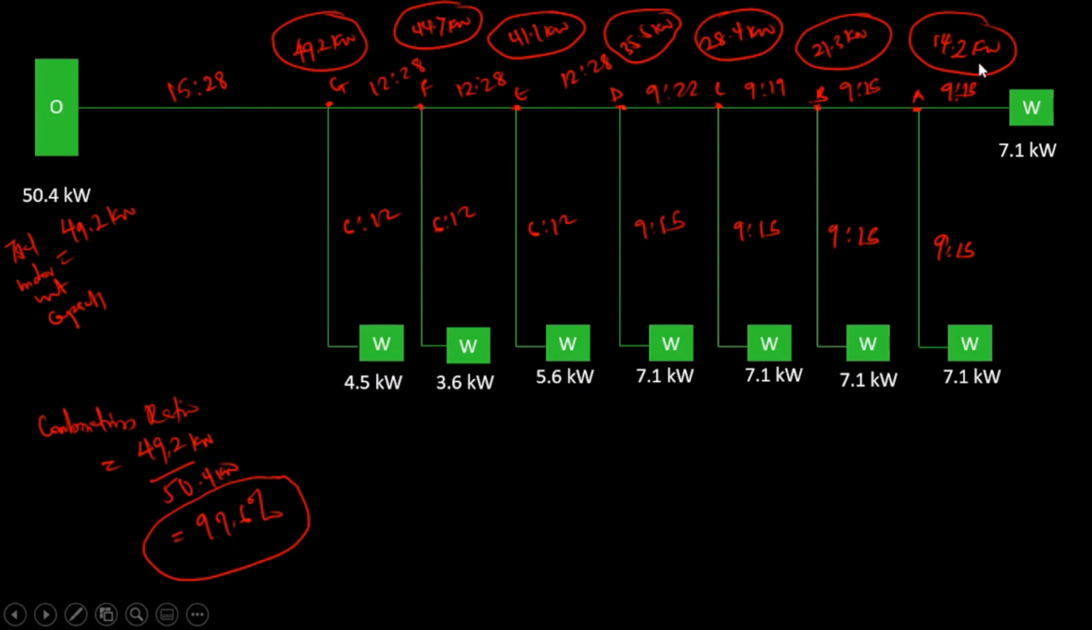At the top, you can find the total indoor units capacity at each branch. That's from right to left. Basically this is just a summary of everything that we have done. In my next video, I'm going to use LATS HVAC to verify what I have done.